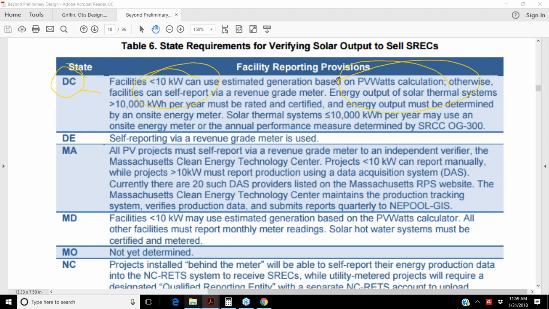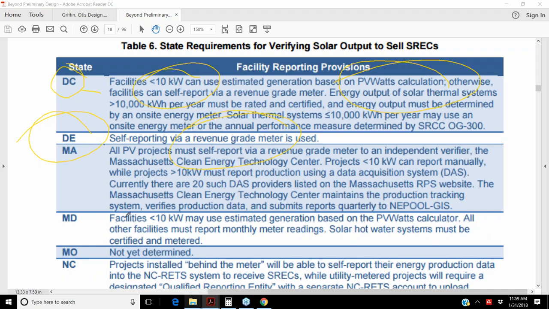But then on the state exchange, your PV watts estimate could be off by 15% just based on whether or not you had a hurricane that year. And so accuracy is not the reason why you monitor these things. It's more about reporting. In other states like Delaware, you do need that revenue grade meter, but it could come from your inverter or it could come from a utility meter.